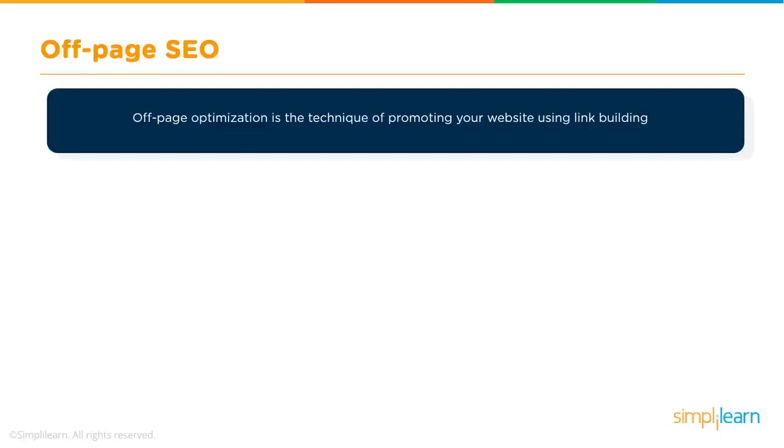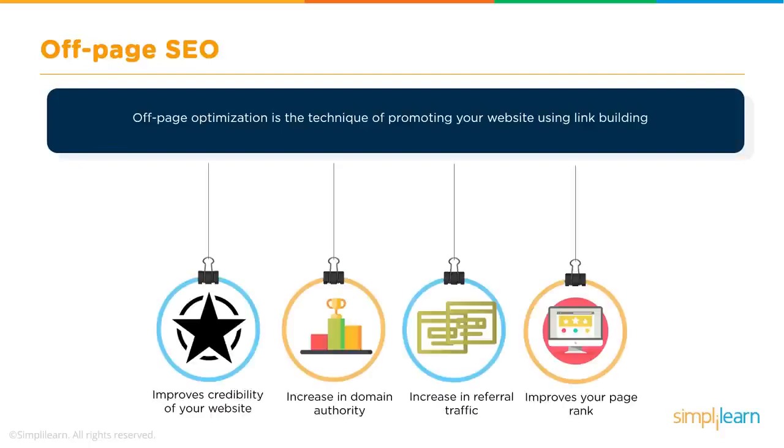And so really when we talk about off-page SEO, it's really the technique of promoting your website using link building. And when we say technique of promoting our website using link building, that means establishing links on other websites. That's what we mean by link building. And so establishing links on other websites really enhances our SEO efforts because, first and foremost, it improves the credibility of our website.